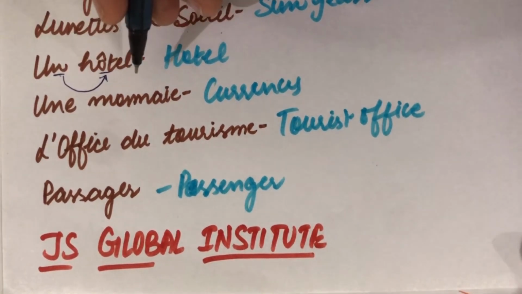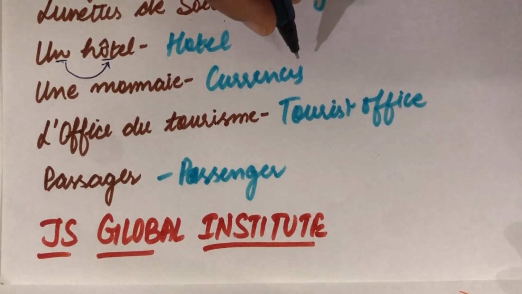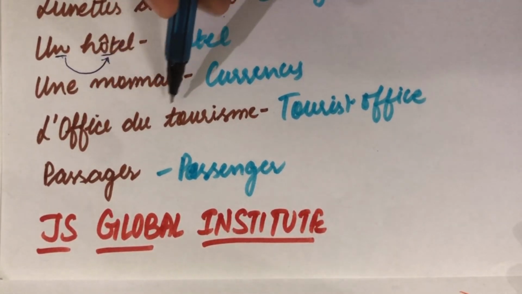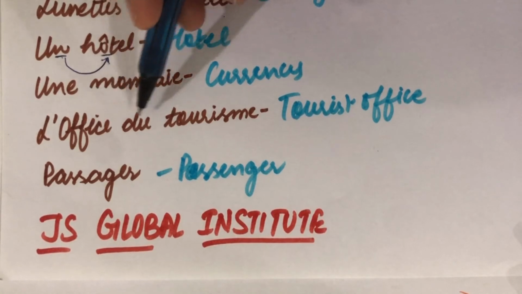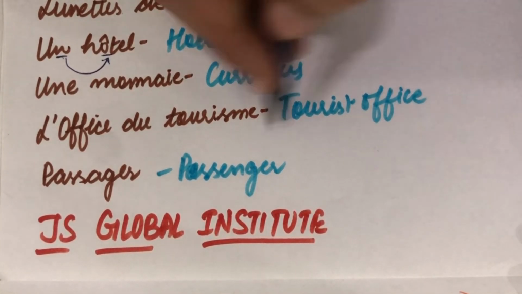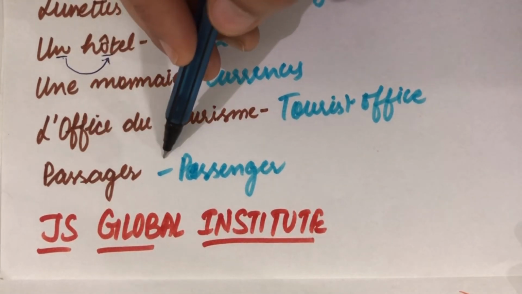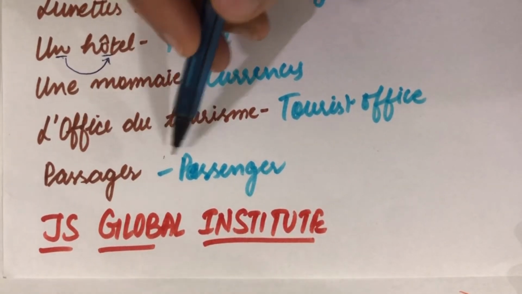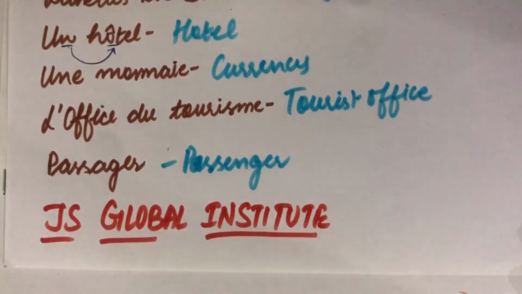Une monnaie, which means currency. Okay. L'office du tourisme. L'office du tourisme, which is tourist office. And the last one is passager. Passager, which means passenger. Okay.